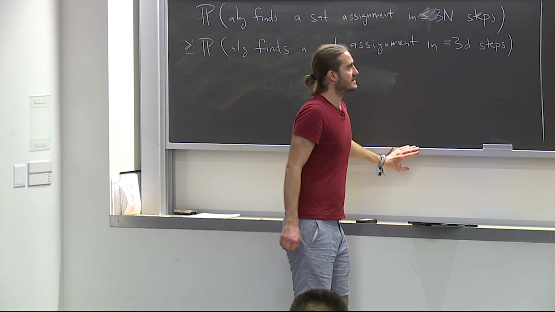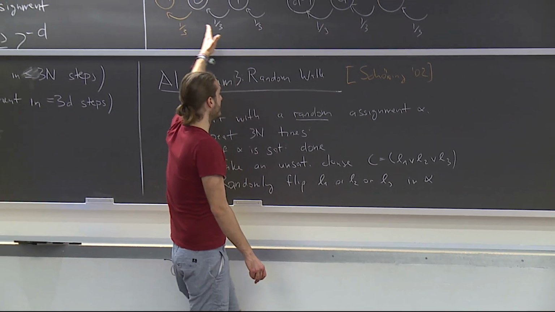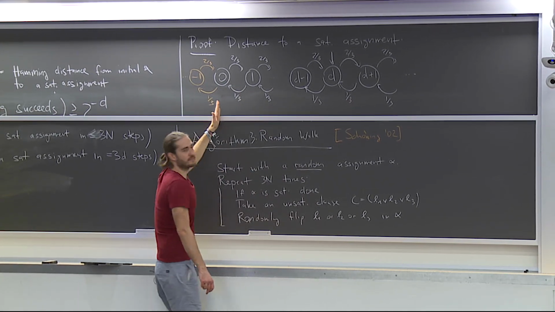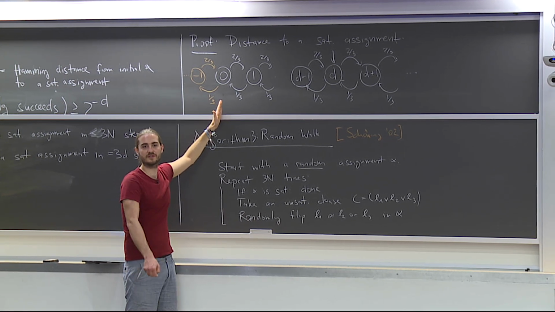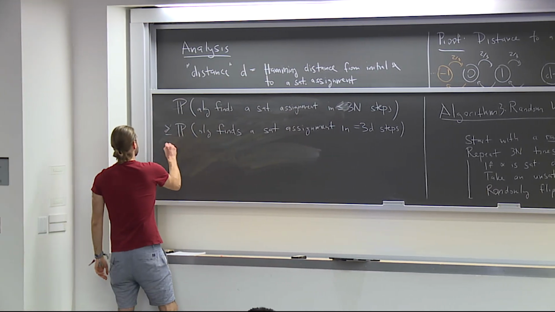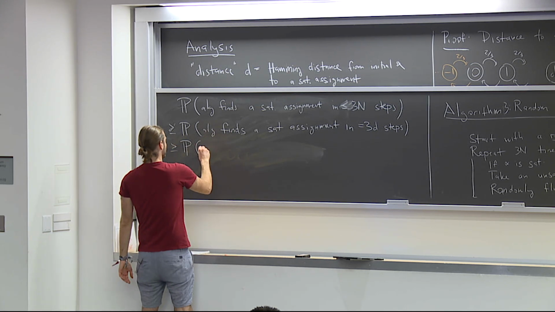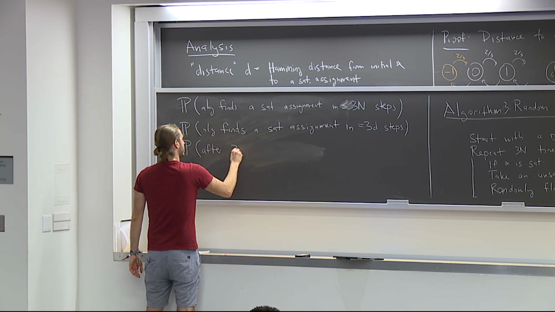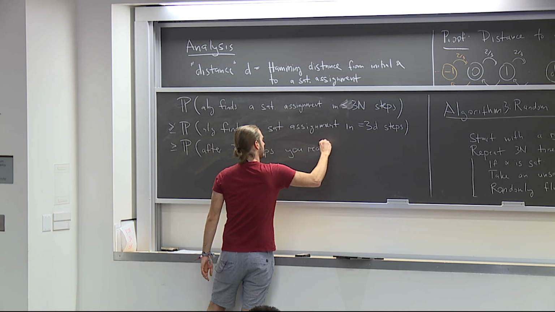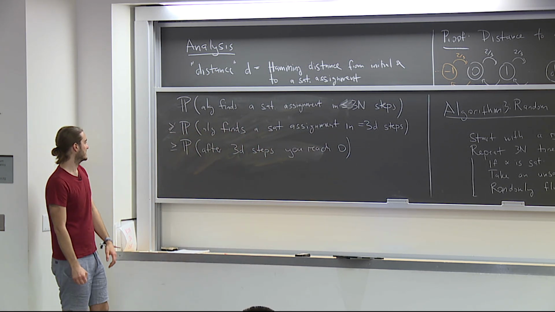But now, finding a satisfying assignment in exactly 3d steps, what does it mean? It means you start in this random walk. You walk for 3d steps, left, right, whatever. Now I want to say, what's the probability that at 3d steps you stop at 0? If you stop at 0, you definitely found a satisfying assignment. So this is the probability that after 3d steps you reach 0 in the random walk. At least that.